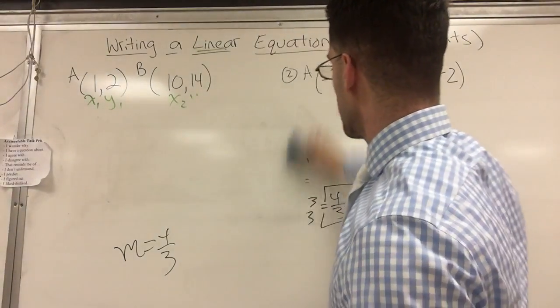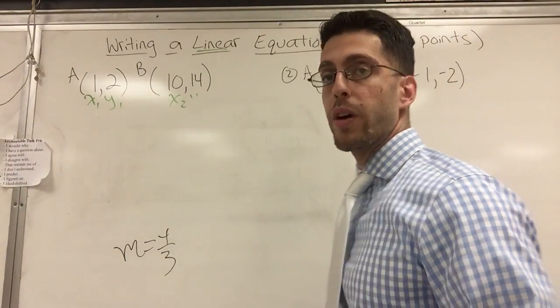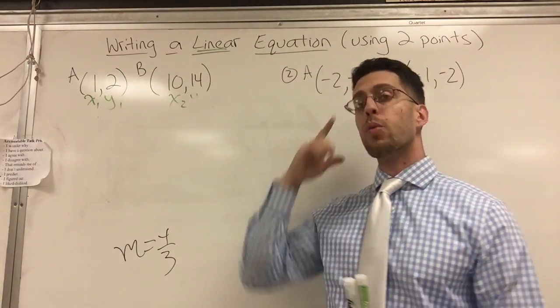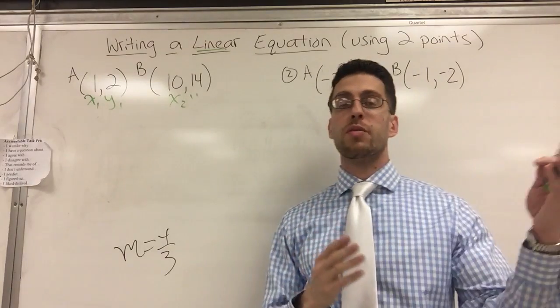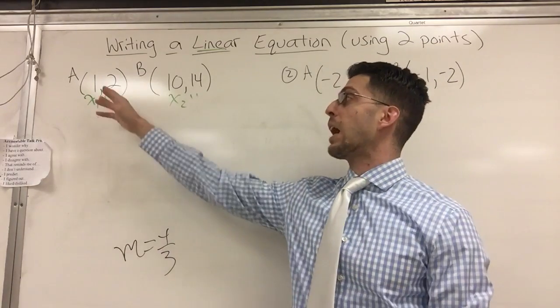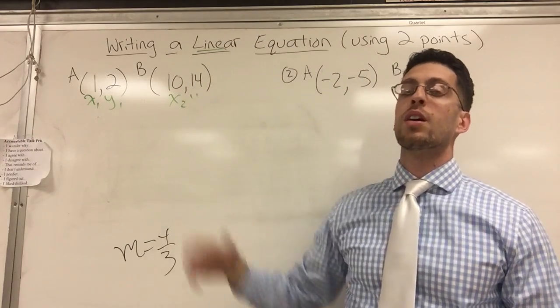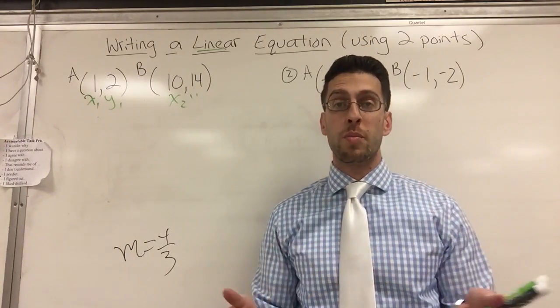Now, what was the original task? The task is to write an equation of the line. The reason you want to write an equation of a line is because you might want to predict the future and see what happens later on if that line continues going forever. I know 1 and 2, I know 10 and 14. What happens at 20? What happens at 30? So if I have an equation, I can always plug in new numbers.